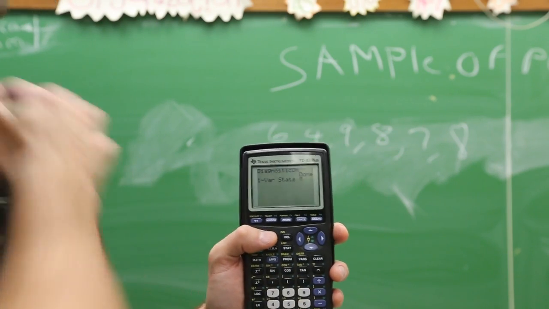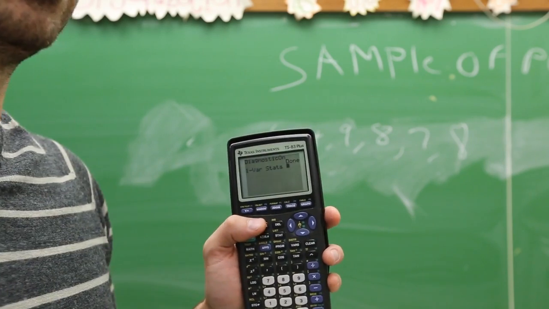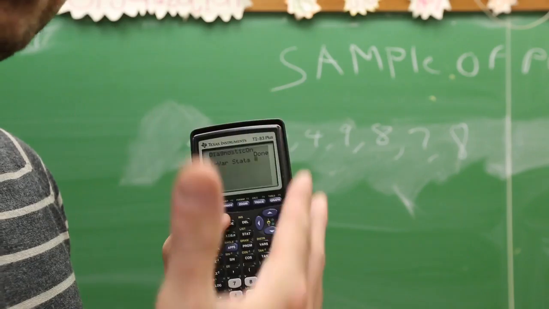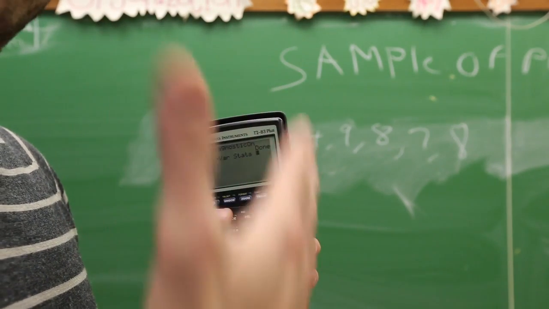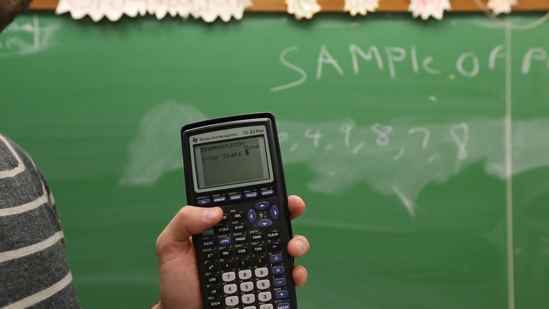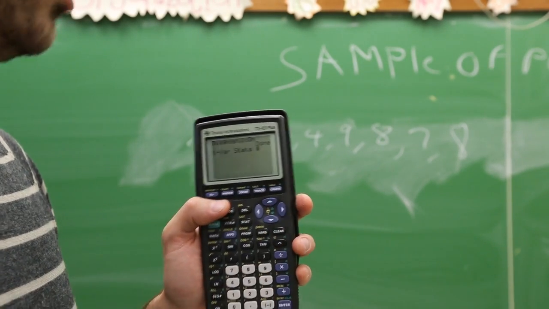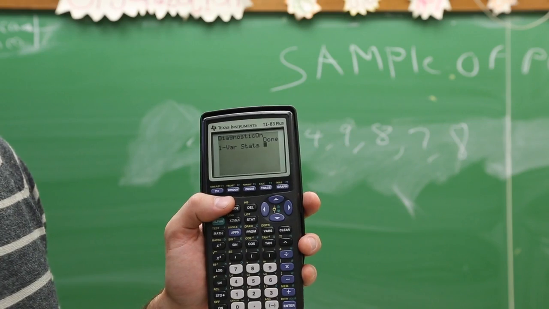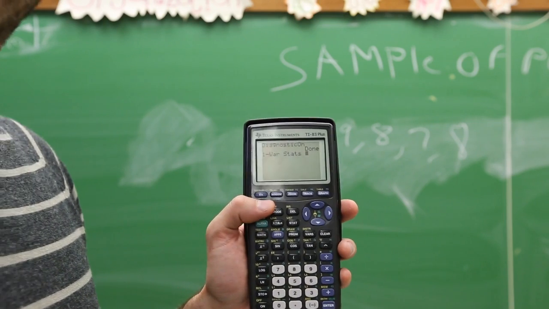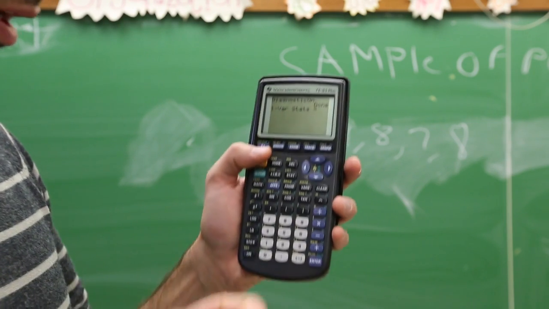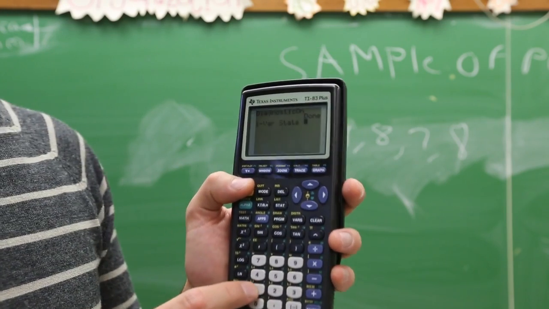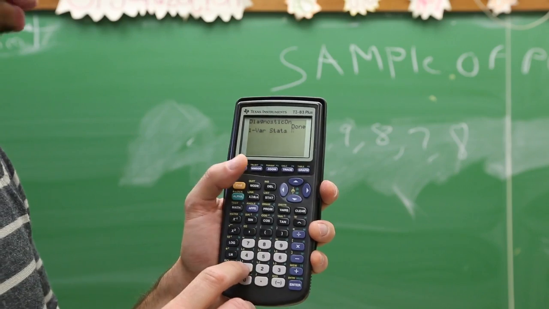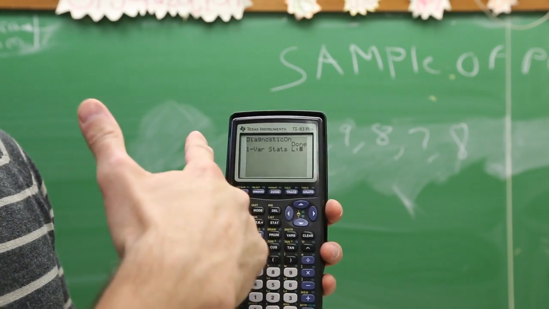What we want to do is we have to tell the machine in what list our one variable statistics are. And they are in L1. If you take a look above the number 1 in yellow, you'll see L1 in yellow. So press the second function key and press 1, okay?